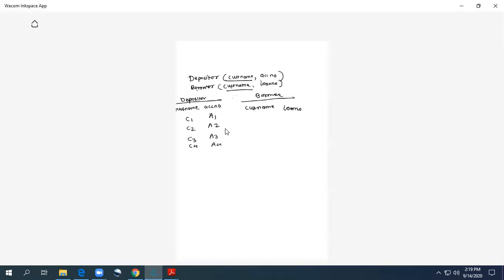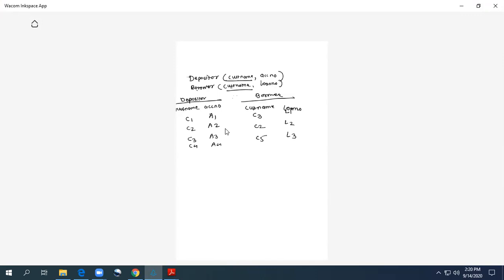In the borrower table there are also some customers, assume C3, C2, C5. These are the three customers in the borrower table with the loan numbers L1, L2 and L3, right? So if you want to retrieve all the customers who are having a depositor account in the bank, a borrower account in the bank, or both, then with the help of a select query and the union operator, you can solve this query.